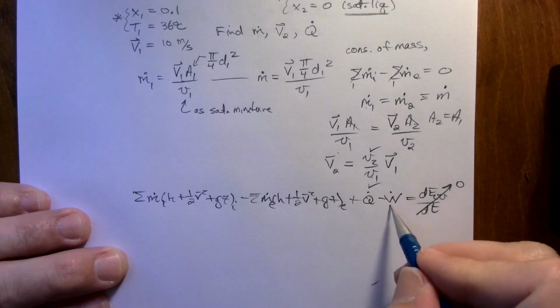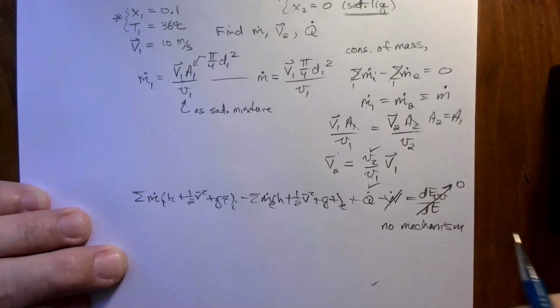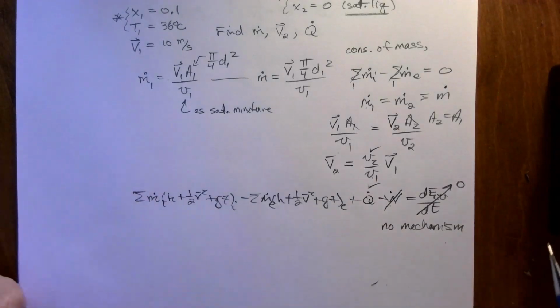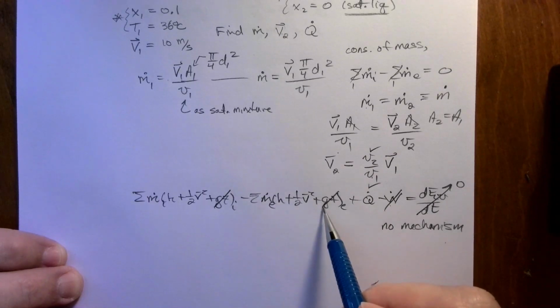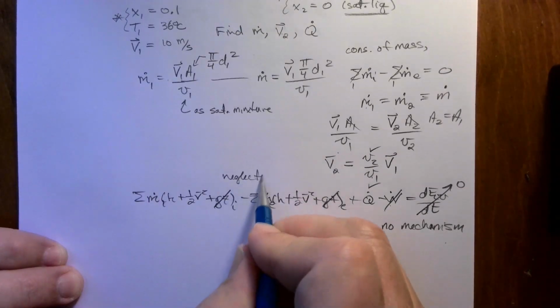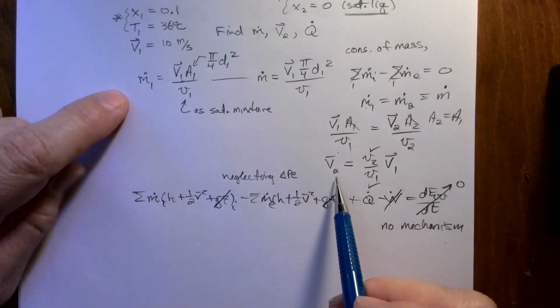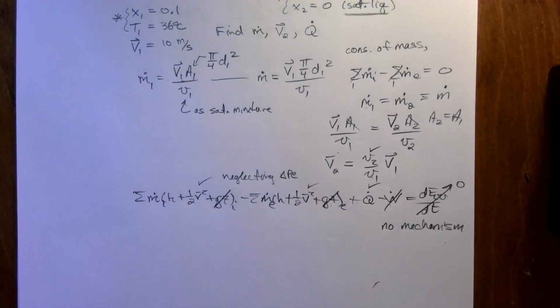Right? There's no mechanism for power. This is just a pipe. No wires crossing the boundary, no rotating shaft. The boundary is not growing or shrinking, so no boundary work in this problem. We're going to neglect the change in potential energy. The kinetic energy, we actually have both velocities we have computed. So even though it's likely negligible, I will admit, unless the phase changed, we're going to include it because we have that information.